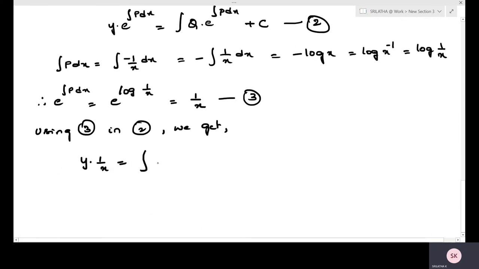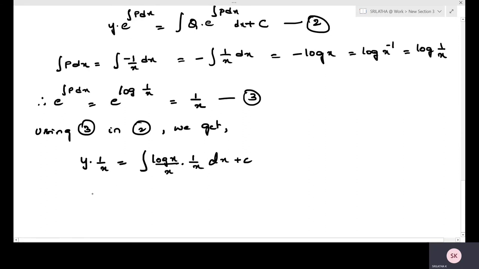So that value we will take: q is log x by x, into e to the power of integral p dx, whose value from equation number 3 is 1 by x, dx plus c. There has to be an integration dx here. Okay, now we are going to find the solution of it. I mean integration. We'll complete the solution by integrating the equation.